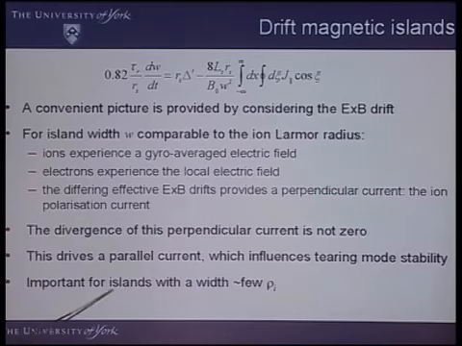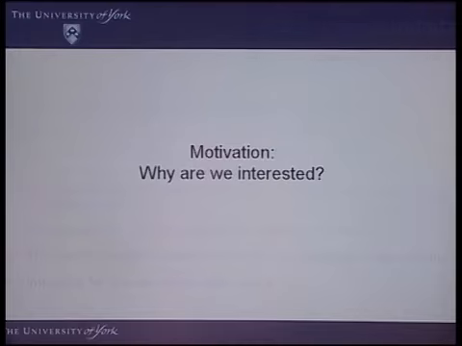So clearly, this is only going to be important for islands that have a width of a few ion Larmor radii. If that's not the case, then the orbit averaged, the FLR averaged potential would be the same as the local potential. You wouldn't get this difference in the effective E cross B drifts, and there'd be nothing to drive this return current in the electrons. So this mechanism is only relevant for island widths that are comparable to the ion Larmor radius.